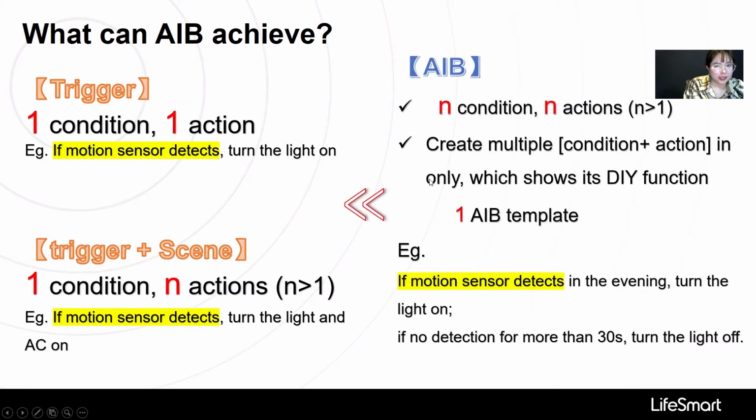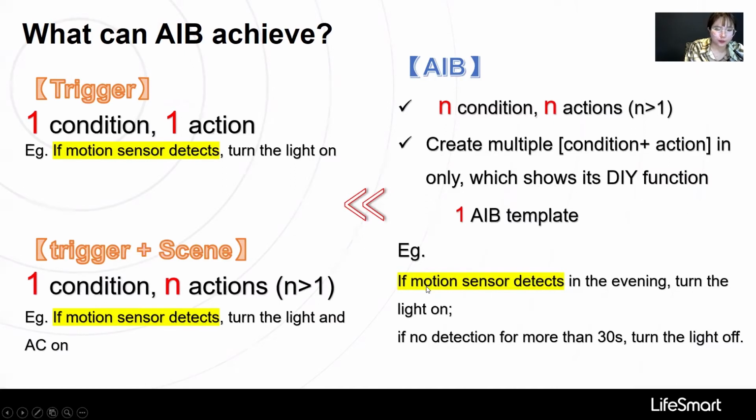But in AIB you can use several conditions and several actions. And also you can create multiple condition-plus-action groups in only one AIB template, which can be chosen for its DIY function. For example, if the motion sensor detects in the evening, turn the light on. And if no detection for more than 30 seconds, turn the light off. In this instance, you cannot achieve it by trigger or scene, right? There are 2 groups, and this can be achieved in only one AIB. Only AIB can do that.